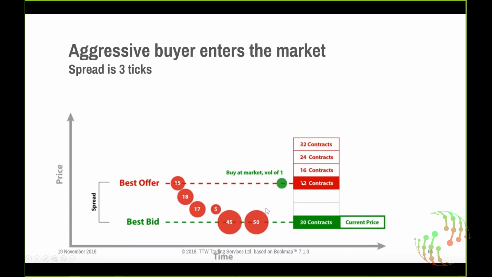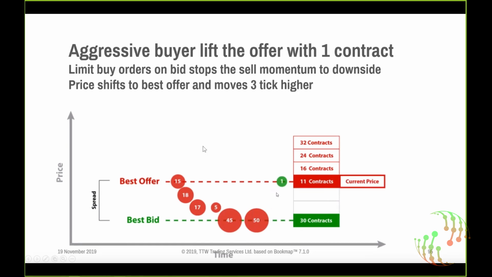Someone is trading 12 contracts at this price above. And that means if there is no interest in trading further down, in hitting the bids, then all this volume is absorbed at one level. So limit buy orders on the bid stop the sell momentum to the downside. Price shifts to the best offer and moves 3 ticks higher, in case no one is interested in trading this price level and taking these 30 contracts out, because everything was sold into it and there are no further sellers.